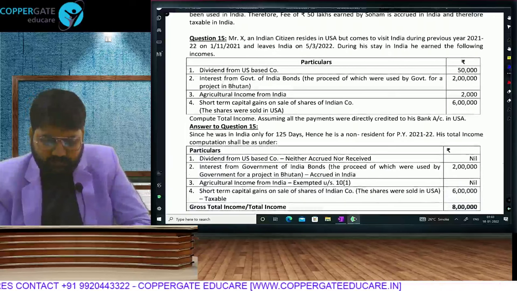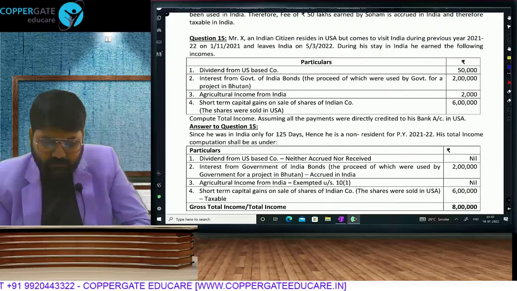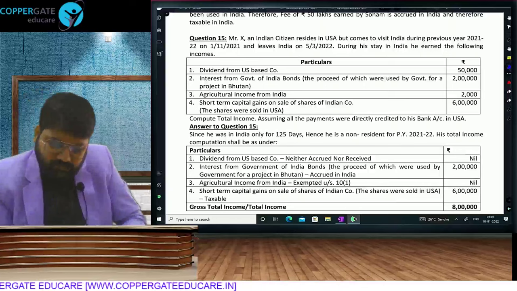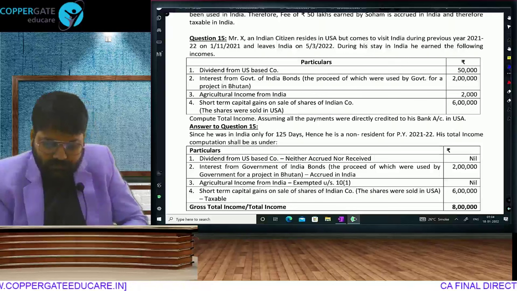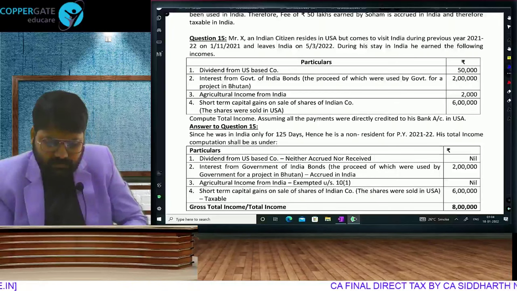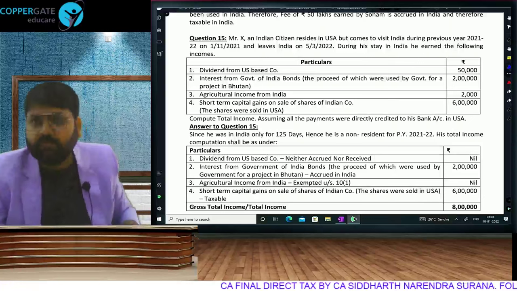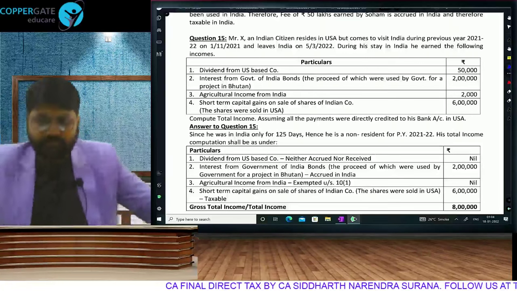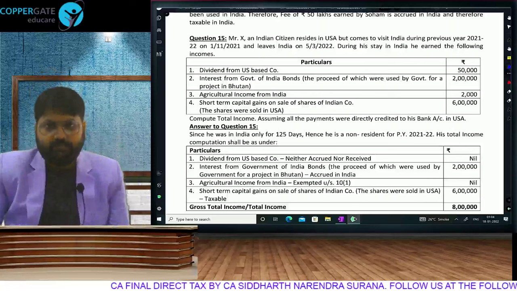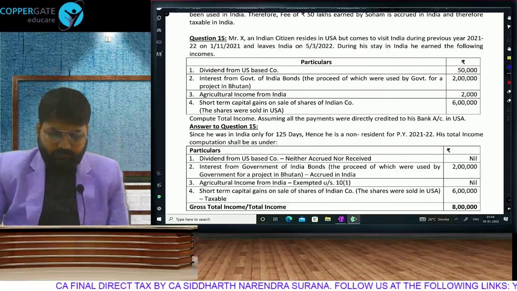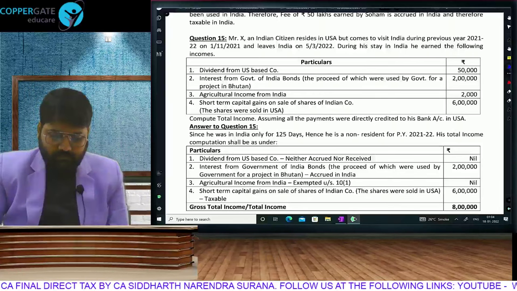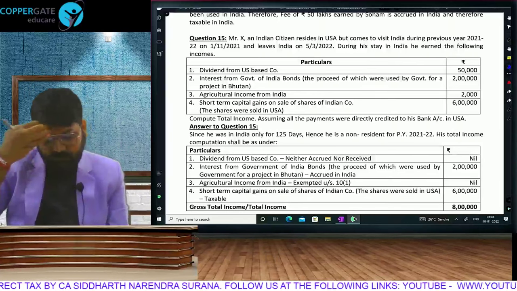Mr. X, an Indian citizen, decides to come to USA, but comes to visit India on 1st of November 2021 and leaves India on 5th of March 2022. During his stay in India, he earned the following: dividends from a US company. Interest from government of India bond, the proceeds of which were used by government for a project in Vietnam. Agriculture income from India. Short term capital gain on sale of shares of an Indian company; the shares were sold in US. Compute total income, assuming all the payments were received by the individual abroad.